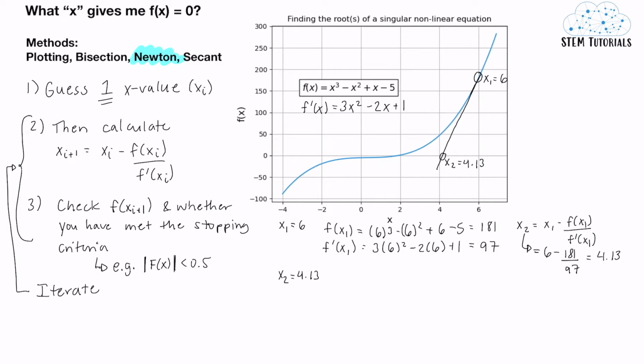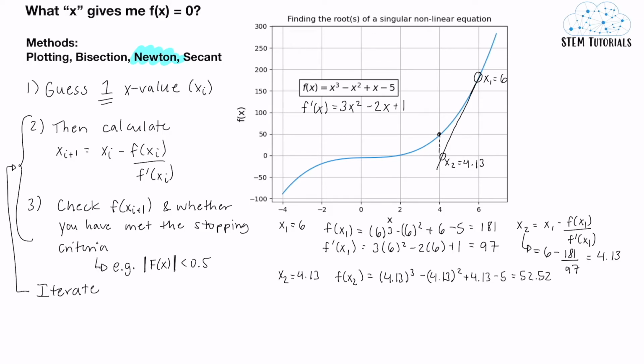Okay, so we'll calculate f of x2, which is again just plugging our values in the equation up here. So 4.13 cubed minus 4.13 squared plus 4.13 minus 5. And if we calculate this in our calculator, we'll get an answer of 52.52. So we see that this value of 52 is nowhere close to 0, which is what we're looking for. So we'll have to continue iterating.